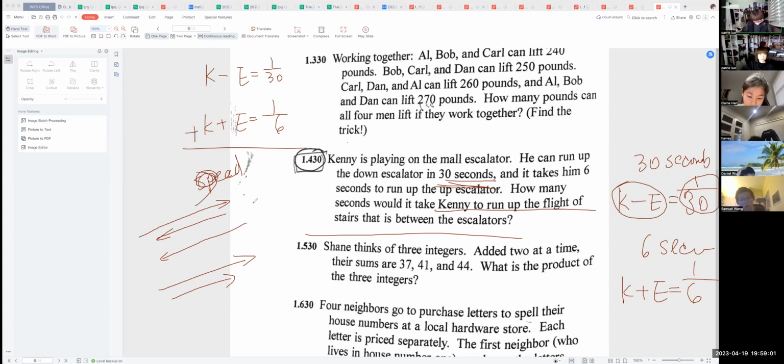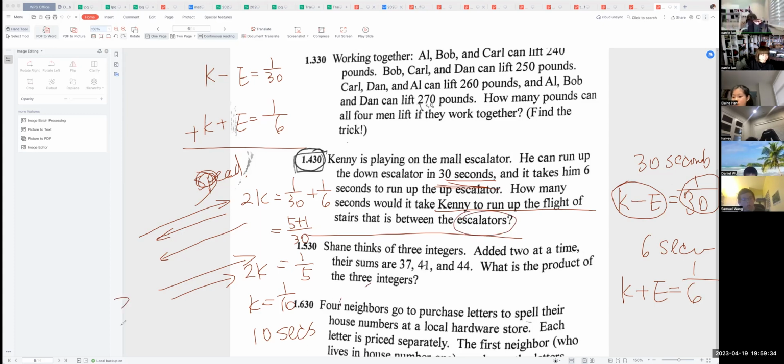So just to plus them together. So 2K equals 1 over 30 plus 1 over 6. So equals 6 over 30. So equals 1 over 5. So 2 Kenny speed is 1 over 5. So Kenny is 1 over 10. So it takes Kenny 10 seconds to go up the flight of stairs without the escalator. Understand everybody? 有些小朋友说，哎，太简单了，30加6除以2。不能这么做的啊, because that's the time, we're talking about the speed.